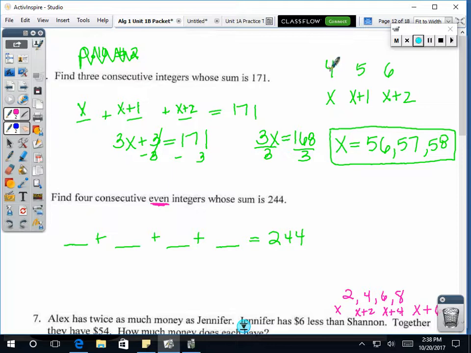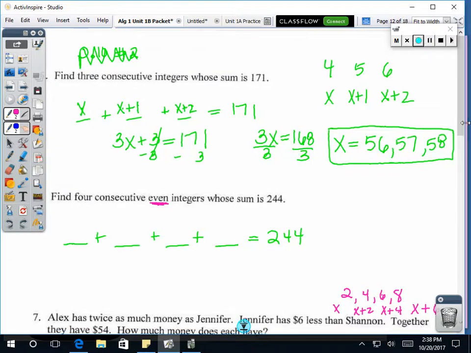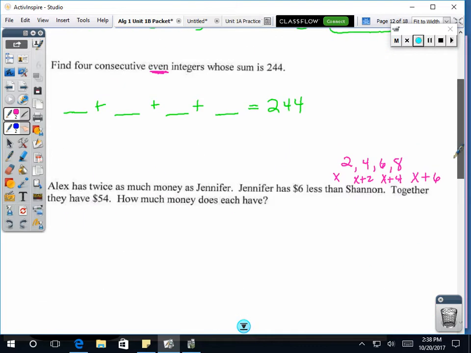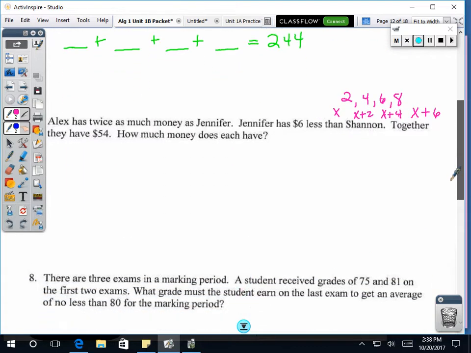I'm just talking about 3 consecutive integers. Guys, please close your mouth. Shh. Close your mouth. I was about to say shut your mouth. I just don't say that. I have a 3-year-old at home. I don't say that. Okay?